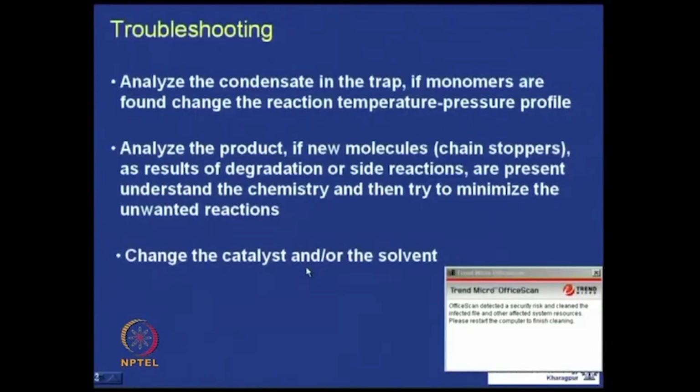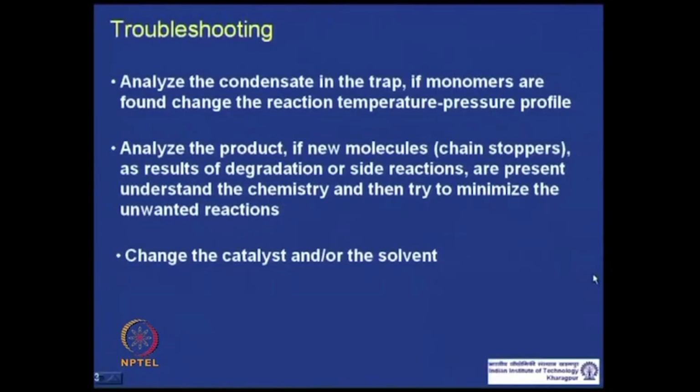So, the third thing you can do, as I was mentioning, is change the catalyst. Sometimes this catalyst might accelerate the side reactions as well, and if you are doing this step polymerization reaction in a solution, then you can also try to change the solvent. These are the things you can try if your reaction goes wrong, and of course, if nothing else works, you might have to consider changing your monomers altogether.